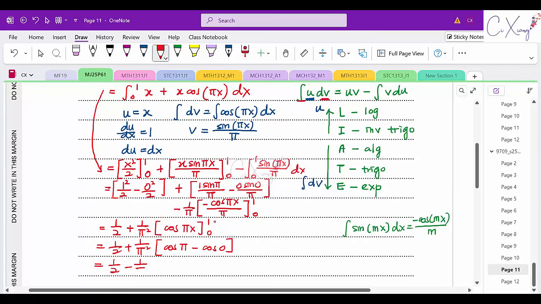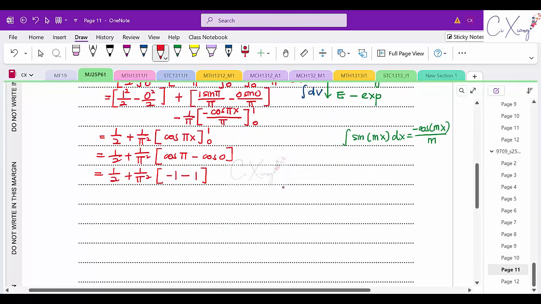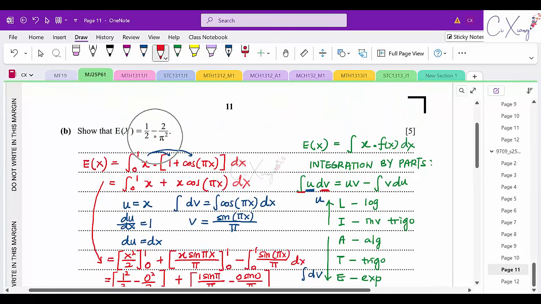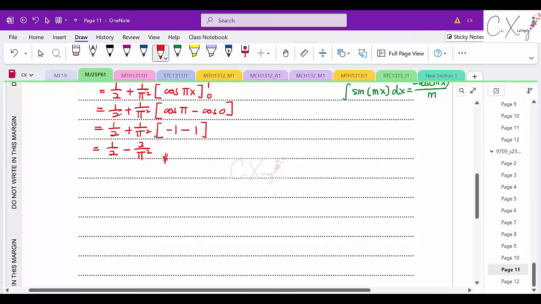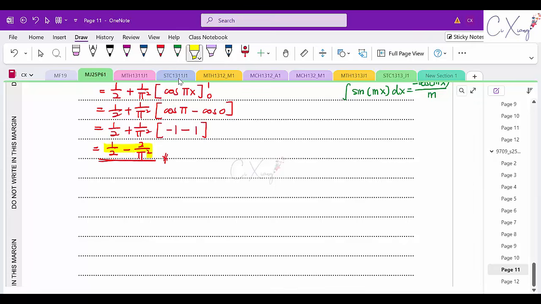What's the value for cos pi? Yeah? Okay, so for cos pi, you will get negative 1. Then minus cos 0, you have a positive 1. So minus 1, you get negative 2. And multiply together with the 1 over pi squared, you will have negative 2 over pi squared. So let's double check and see whether the answer is correct. Oh yeah, so it is half minus 2 over pi squared. And this is how we get the mean for the function here.